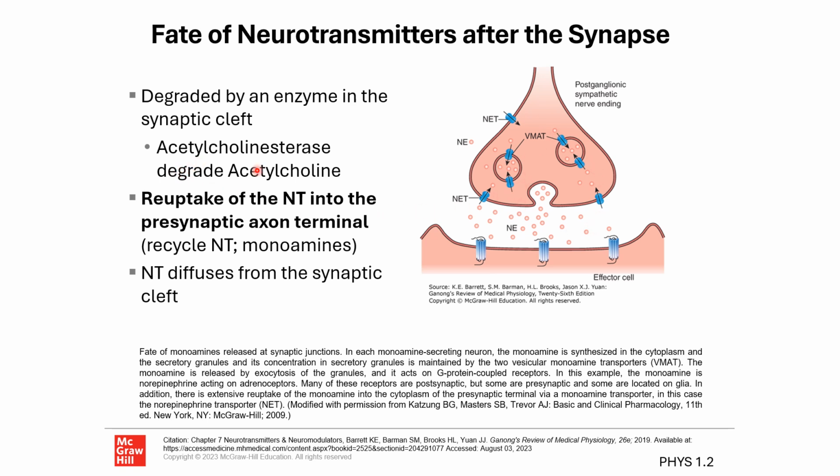Sometimes it may not be broken down in the cleft itself, but it may be taken right back up into the presynaptic neuron, right through that axon terminal. So the neurotransmitter, typically some of the monoamines, might be just brought right back. Sometimes, because these are open synaptic clefts, there's nothing stopping it, a few of them may even kind of diffuse out into this interstitial space. But luckily, we don't lose too much that way.